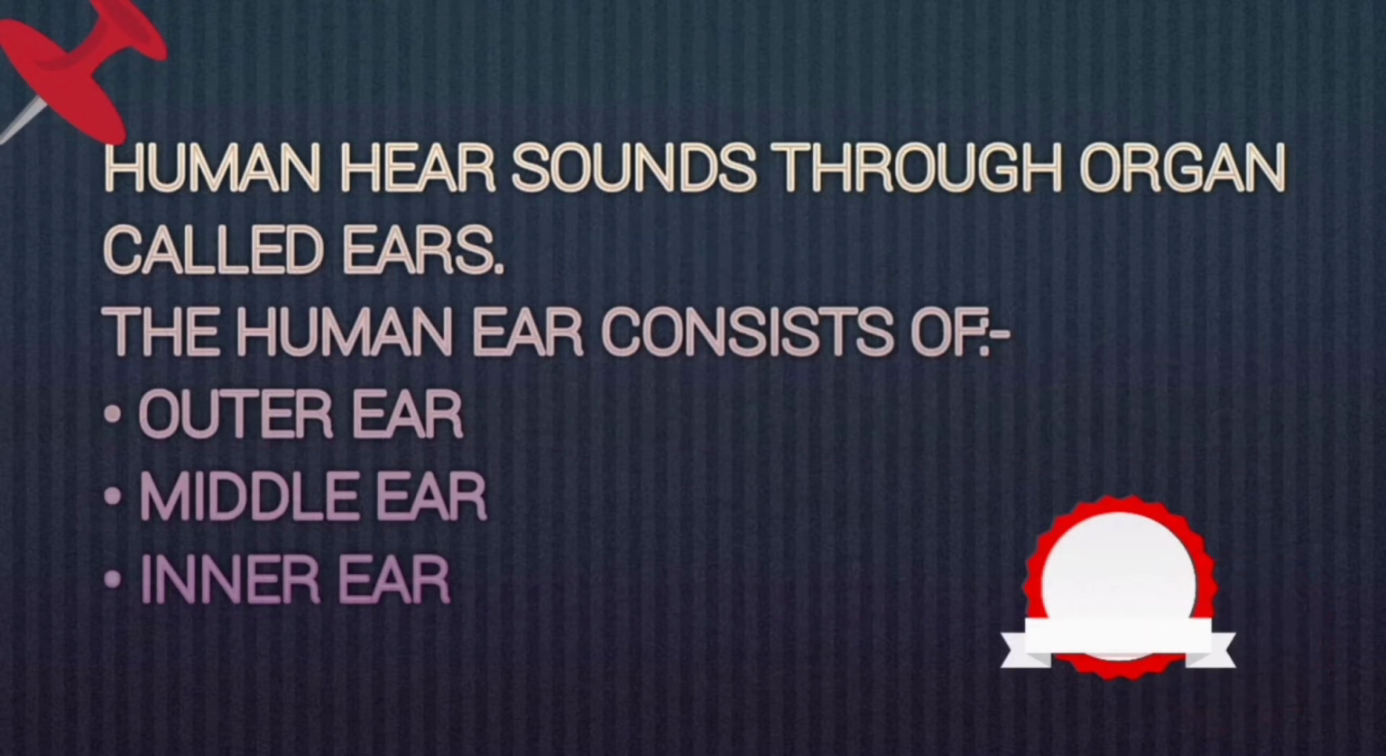The organ through which humans are able to hear sound is called the ear. The human ear consists of the outer ear, middle ear, and inner ear. First, sound waves travel from the outer ear to the middle ear, and then enter the inner ear. From the inner ear, the signals go to the brain through auditory nerves.